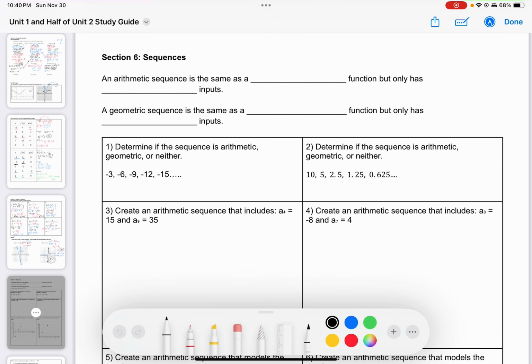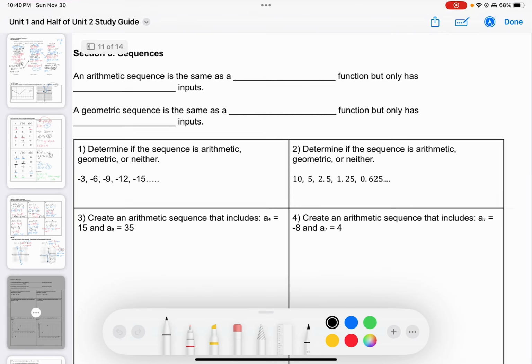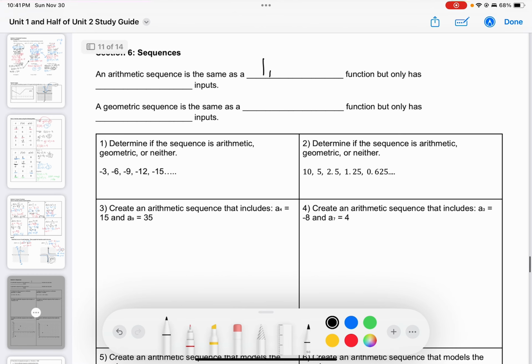Let's dive in. An arithmetic sequence is the same as a linear function, but only has whole number inputs. A geometric sequence is the same as an exponential function, but only has, again, whole number inputs.